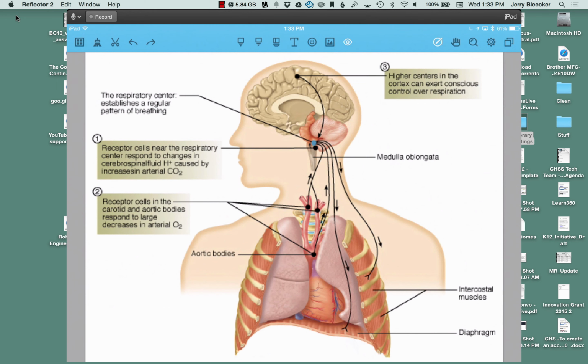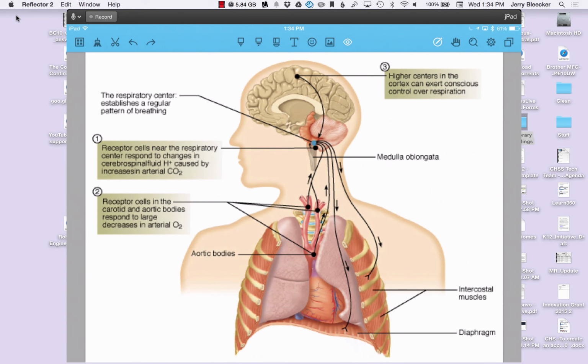This is a nice shot of it when you look at the medulla oblongata, and you can see how the nervous system here is sending instructions to the lungs. You can also see that the medulla oblongata is listening to little bodies here. There's an aortic body there, and there's little receptive cells in your carotids right there, and they're sensing oxygen levels as well. So you've got some backup.